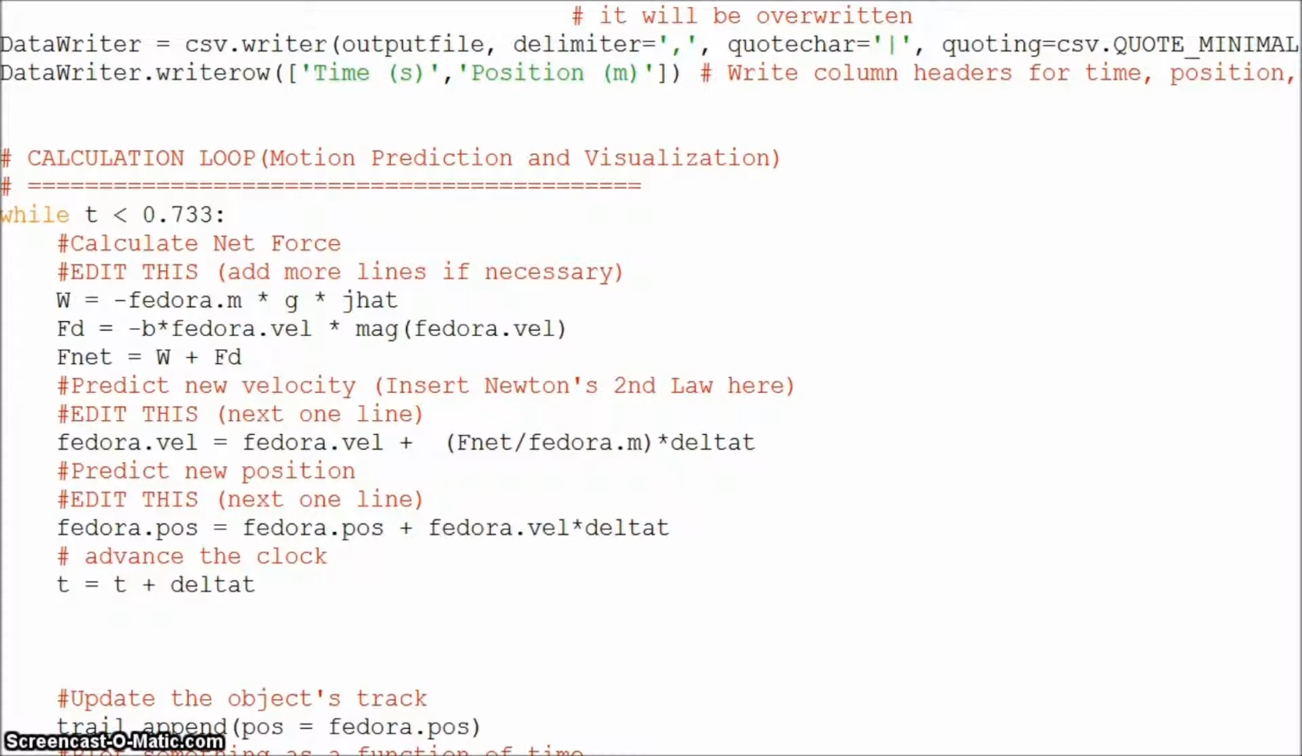In addition, we were told in our assignment that the magnitude of the drag force is proportional to the square of the object's velocity. Since we cannot multiply two vectors together, and since we are calculating the magnitude, we can multiply the velocity vector by its magnitude to get the same value. Therefore, the drag force is equal to negative b, which is the proportionality constant, times the velocity of the fedora, times the magnitude of the velocity of the fedora.